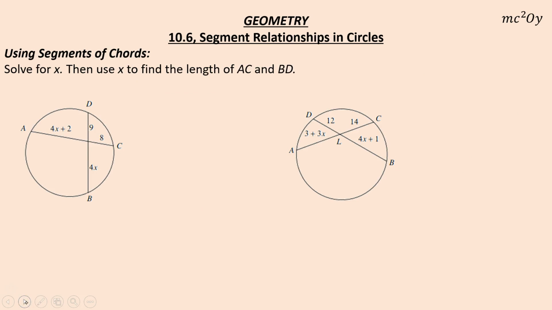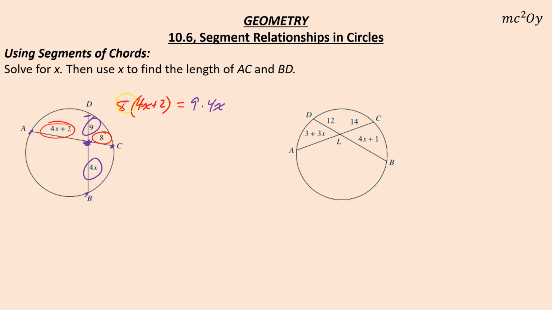Look at it in problems. Solve for x and use x to find AC and BD. So if I'm solving for x, what I know here is I know 4x plus 2 times 8 is equal to 9 times 4x. So this chunk times this chunk is equal to this chunk times this chunk.